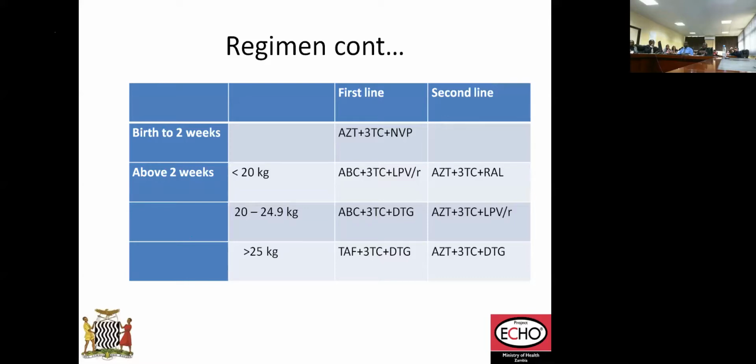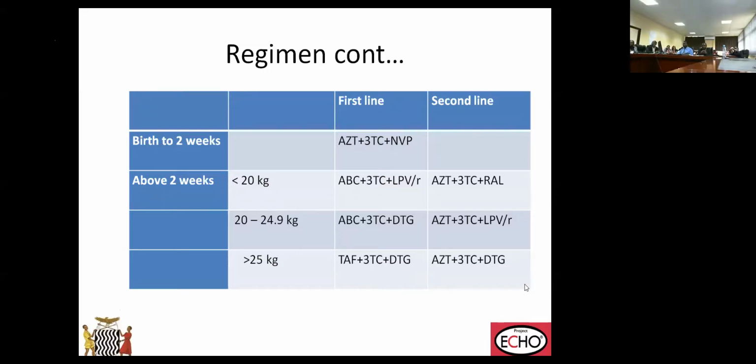Above 25 kgs, we introduce TAF plus DTG as first line. Then second line will be AZT 3TC Lopinavir, not DTG. Next slide.